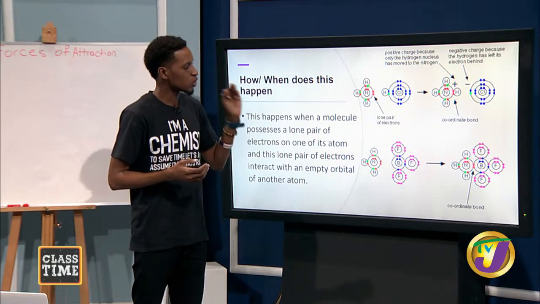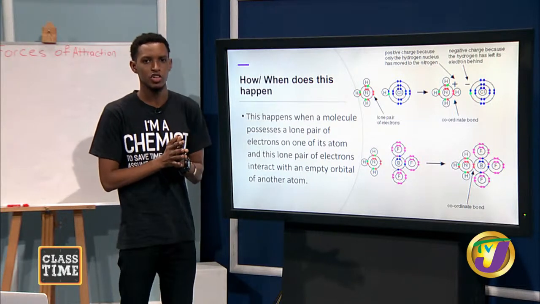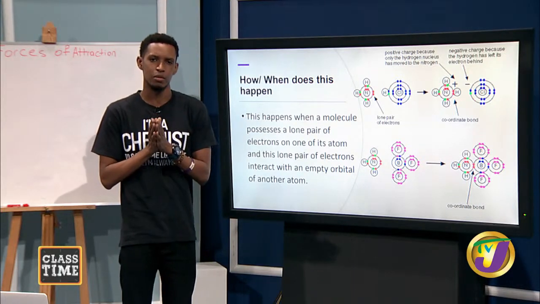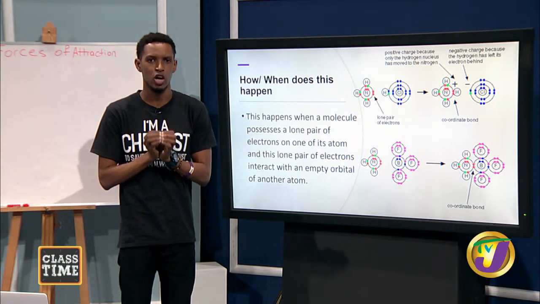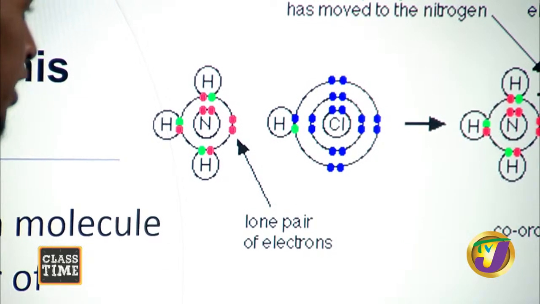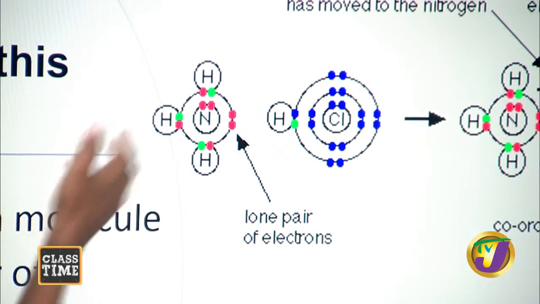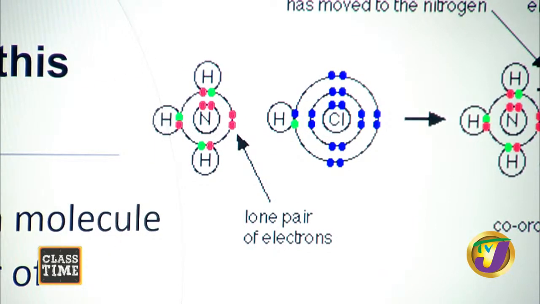Now, if we look at ammonia, this is the structure of ammonia, NH3. The nitrogen in ammonia has a lone pair of electrons on it. And if we react ammonia with something like HCl, hydrogen chloride, the lone pair on ammonia can interact with the hydrogen on HCl and abstract that hydrogen to generate NH4+.